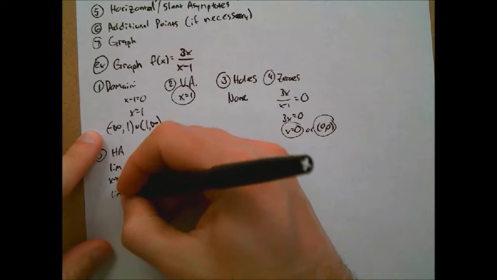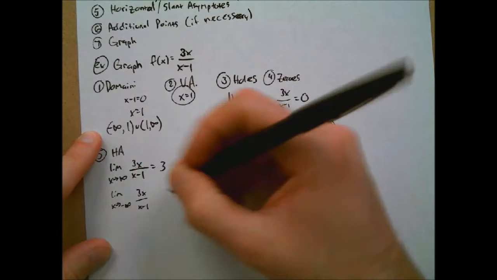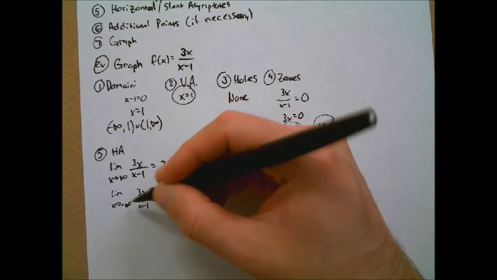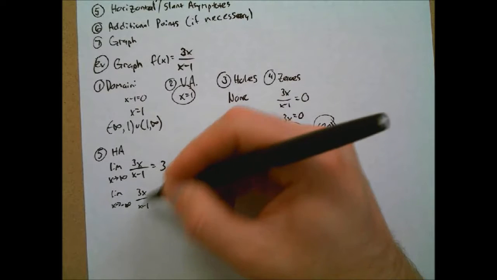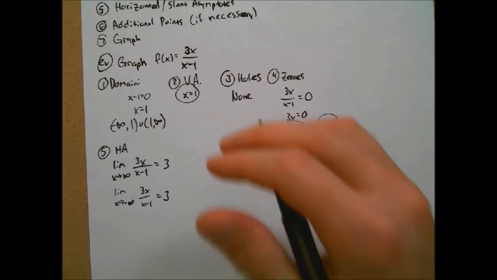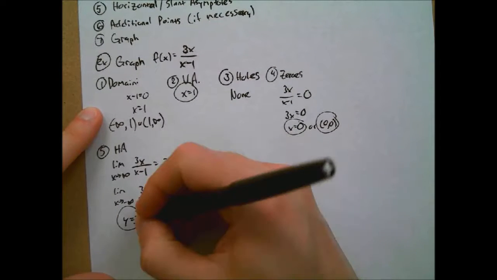As we go really far to the left, we'll have 3x over x minus 1. Same thing here, the degree is 1. But since it's negative infinity, it's going to be a negative divided by a negative, so it still is positive 3. Even though we're approaching negative infinity, going really far to the left, it's 3 times negative infinity divided by negative infinity, so it'll be positive overall. And so the equation for the horizontal line is y equals 3.